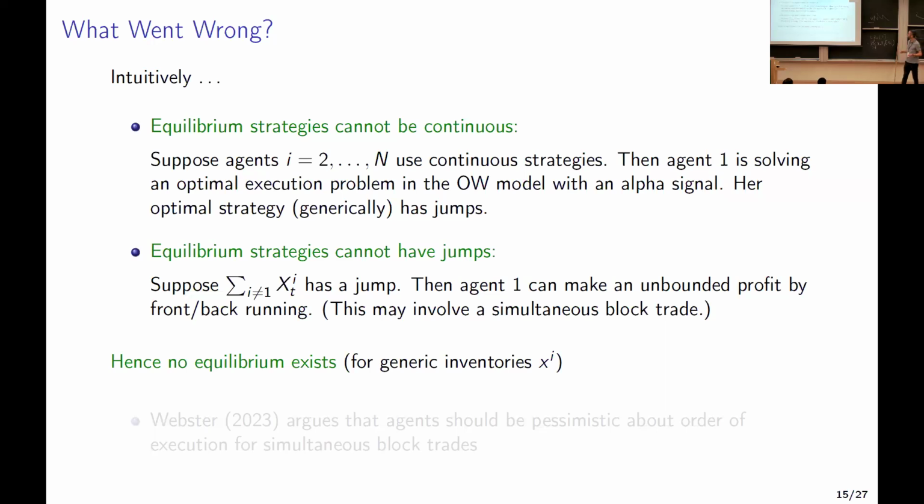Okay, so that's the first item. Then I want to argue that equilibrium strategies cannot have jumps. Actually, I'm not rigorously arguing that. I'm just going to assume maybe that there are only 2 players. What I need to assume is that the sum of you guys has a jump.